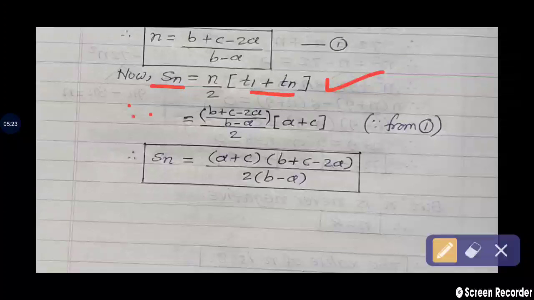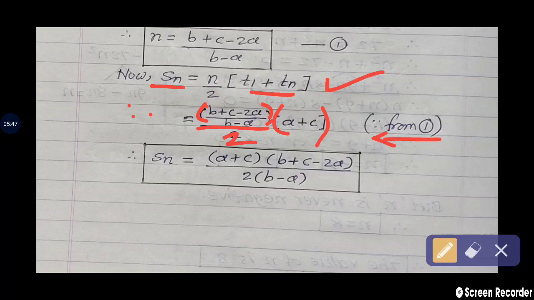Therefore, Sn is equal to. The value of n from equation number 1, we substitute here in the place of n. So what is this value? Check here. This is the value of n. The value of n is B plus C minus 2A upon B minus A, divided by 2, so 2 remains as it is here. In the bracket, what? The first term T1 value is A plus Tn is C.